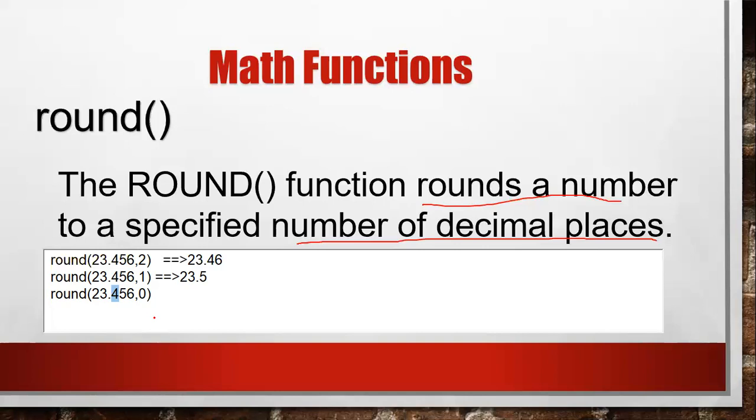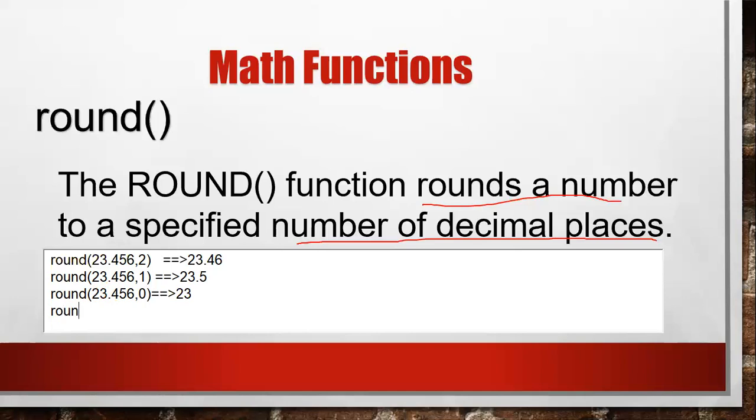As I have told you, if the number is greater than or equal to 5, then 1 is added to the previous number. But if it is less than 5, then nothing will be added to the previous number and all the data will be rounded off. So in this case we get the answer as 23, because 4 is not greater than or equal to 5, so all these numbers are removed and nothing is added to 3.